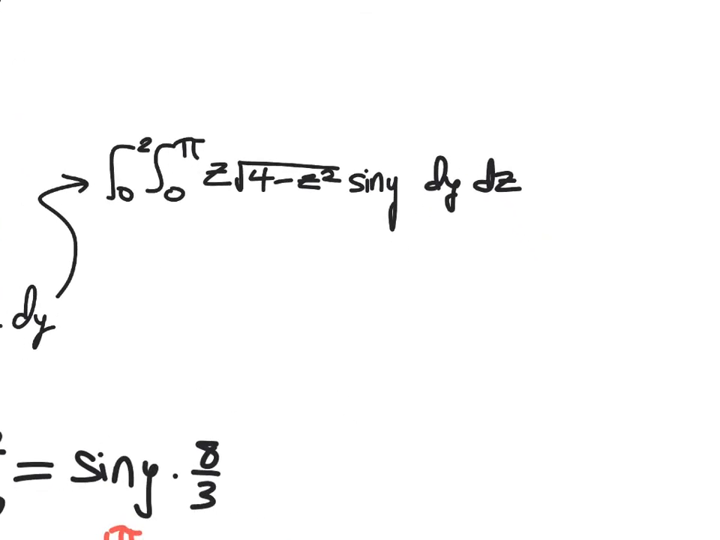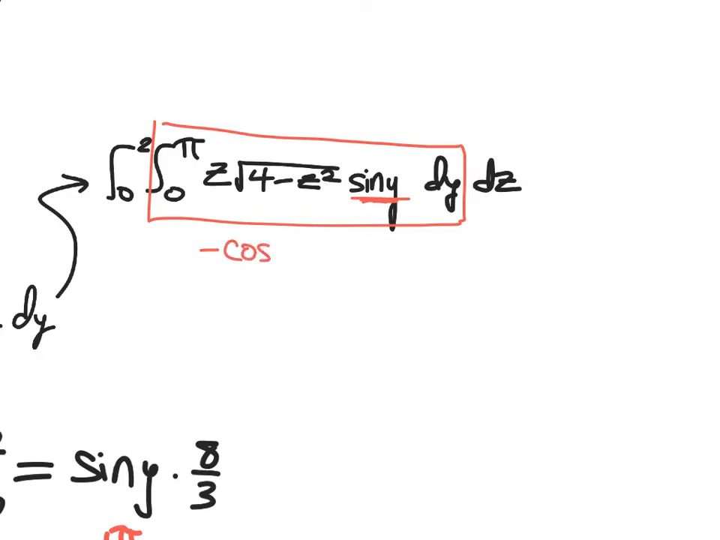All right, so that allows me to just integrate this here. When I'm integrating this part, I don't need to use substitution or anything even remotely complicated. I'm just integrating the sine of y, which is negative cosine. So I'm looking at negative cosine of y times z times the square root of 4 minus z squared over the interval of 0 to pi.